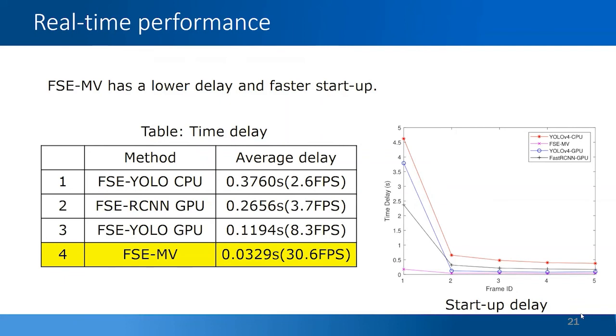As you can see from the table, our method is about an order of magnitude faster than the traditional pixel domain method. Neural network-based methods require more loading, and thus need more time for startup, as shown in the picture.